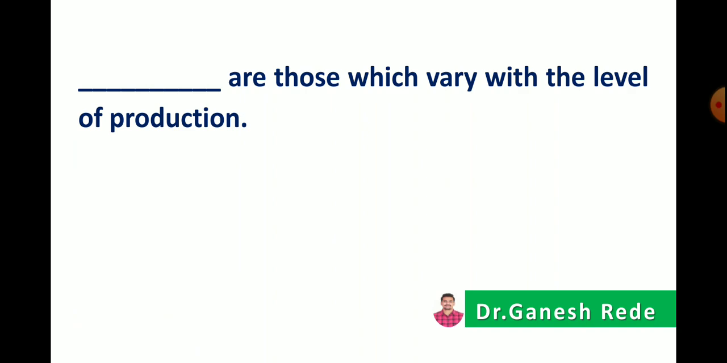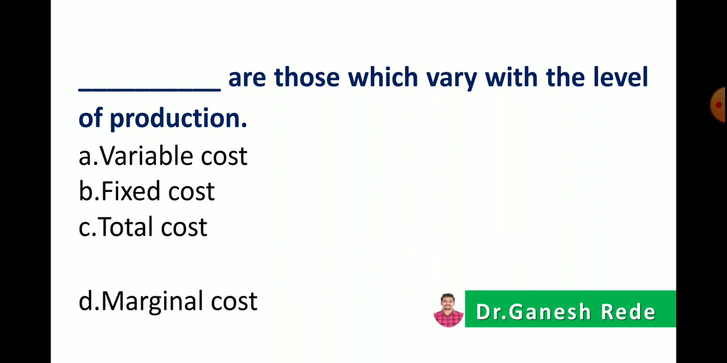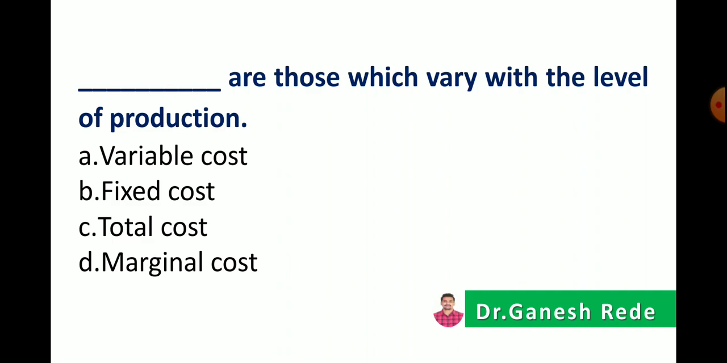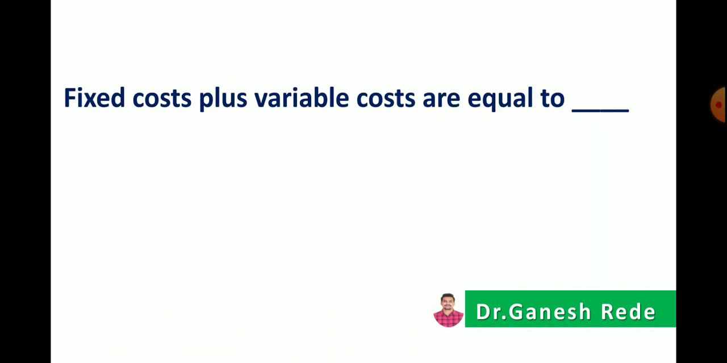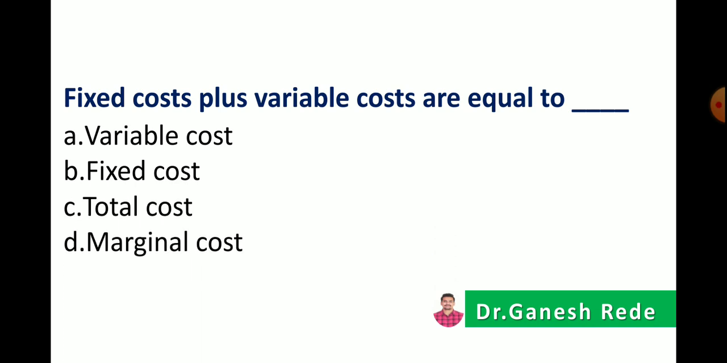Then dash dash are those which vary with the level of production, which means dash dash are costs which vary or change with the level of production changes. Option A, variable cost; B, fixed cost; C, total cost; or D, marginal cost. The correct answer is option A, variable costs are those which vary with the level of production. The next: fixed cost plus variable cost are equal to variable cost, fixed cost, total cost, or marginal cost. The correct answer is fixed cost plus variable cost are equal to total cost.